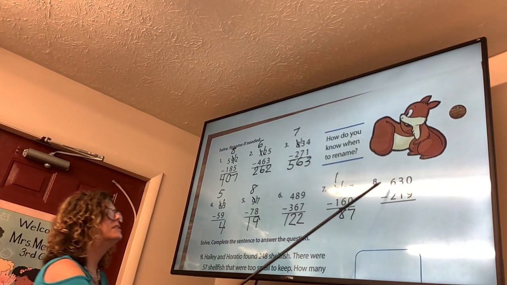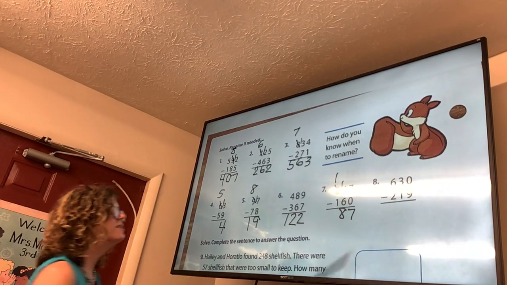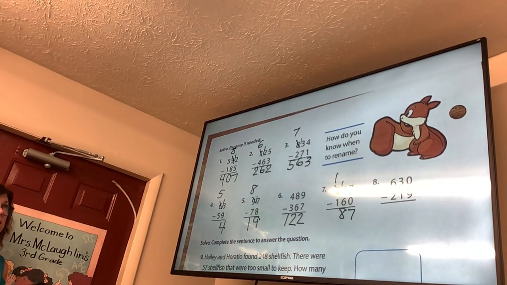All right, last one in this row is 630 minus 219. We're going to start with 0 minus 9. Can't do that. So go to the 3 tens. 3 tens becomes 2, and the 0 ones becomes 10. 10 minus 9? 1. 2 minus 1? 1. 6 minus 2? 4. Answer?